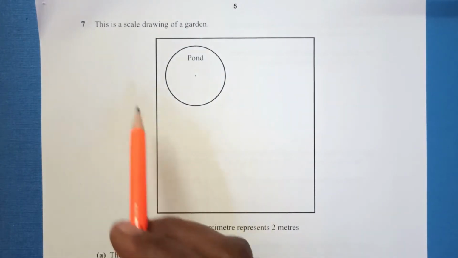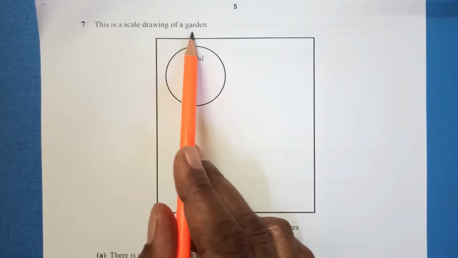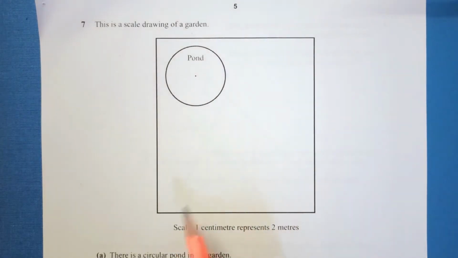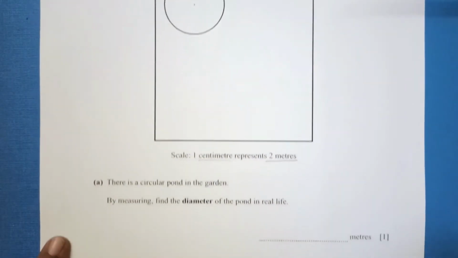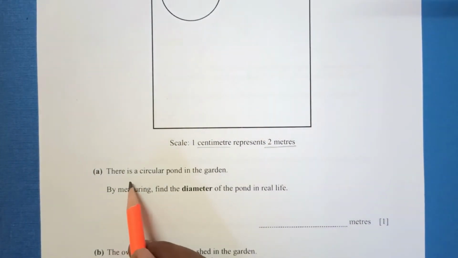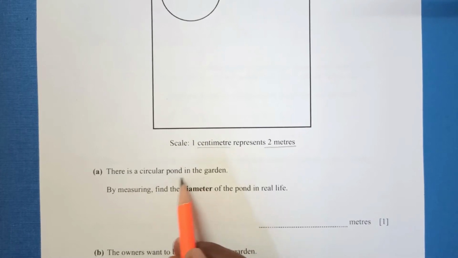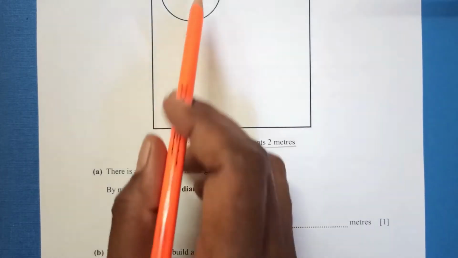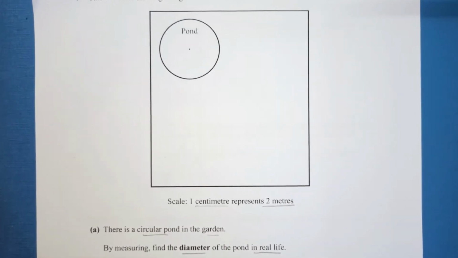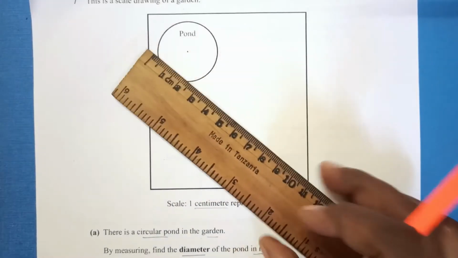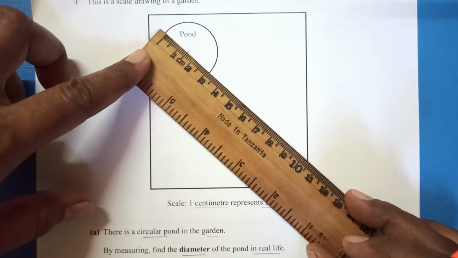Question number 7. This is a scale drawing of a garden. So we are given this garden here, and the scale is given to us: 1 centimeter represents 2 meters. There is a circular pond in the garden. We can see that here in the diagram. By measuring, find the diameter of the pond in real life. So we need to find the length of the diameter in real life.